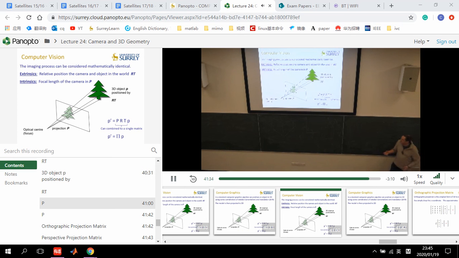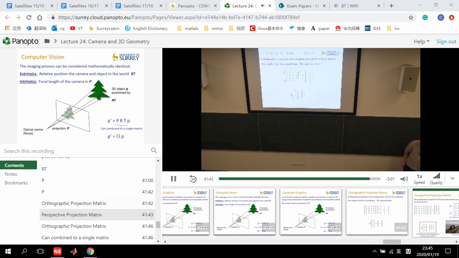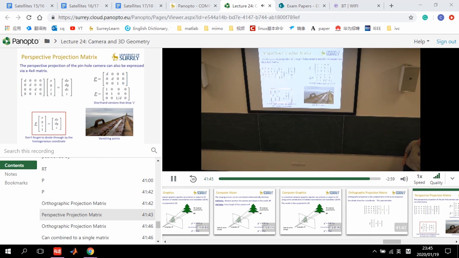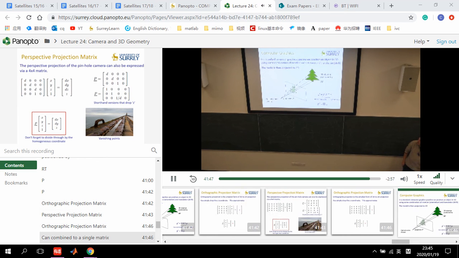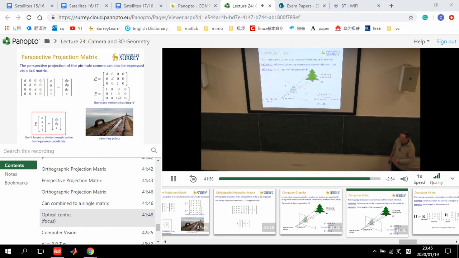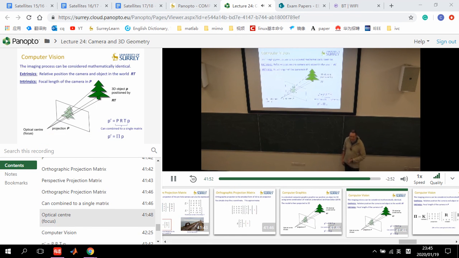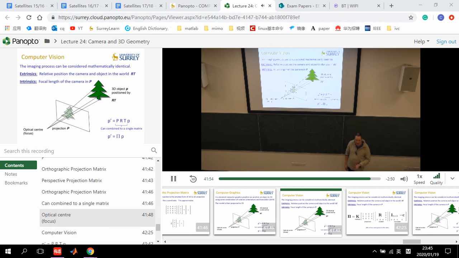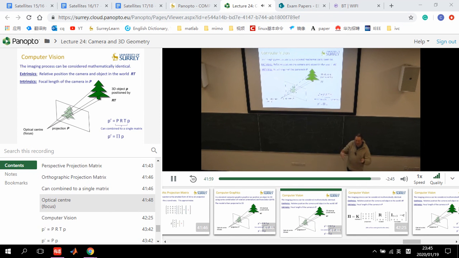The intrinsics, or internal parameters of the camera, are the parameters that live inside P. And in fact, we saw in this simple case that there's just one parameter, D, which is the focal length. So the focal length is an internal parameter of the camera. It's got nothing to do with where the camera is in the world, but it has a lot to do with how much of the world it captures and how that camera acts. So the extrinsics are the position of the camera, the intrinsics are the internal parameters like the focal length.